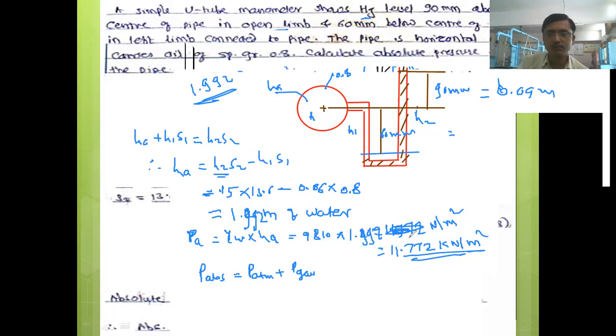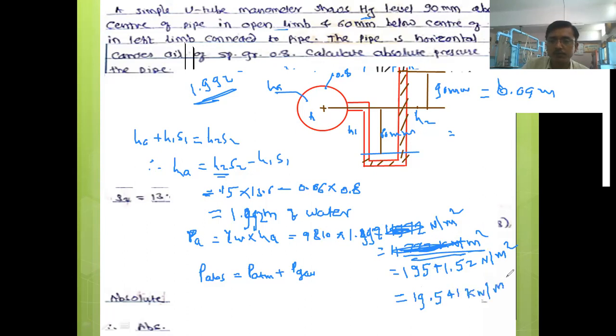It has come 19541.52 Newton per meter square. Correct. Now divide it by 1000 to get this value in kilonewton. It will be 19.541 kilonewton per meter square.